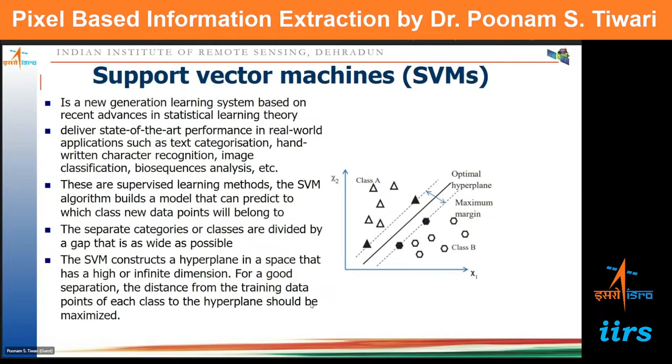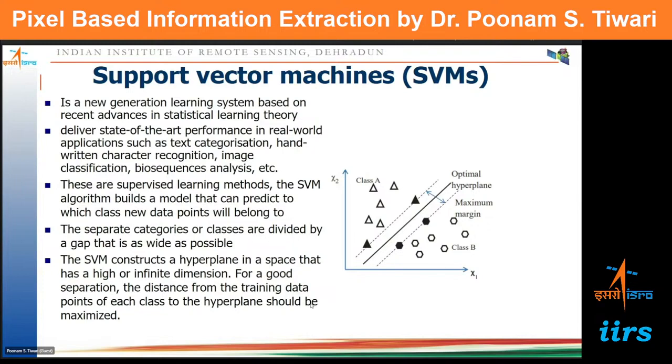The next one is support vector machine. Support vector machines are also a new generation of learning system based on statistical learning theory. It delivers state-of-the-art performance in real-world applications such as text categorization, handwritten character recognition, image classification, biosequence analysis, etc. These are supervised learning methods. The SVM algorithm builds a model that can predict to which class a new data point will belong. The separate categories or classes are divided by a gap that is as wide as possible.